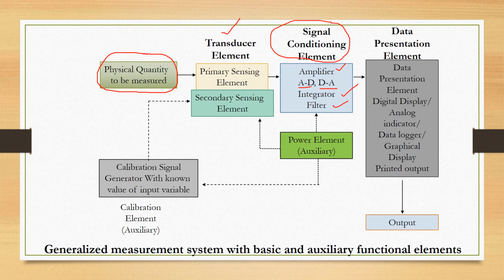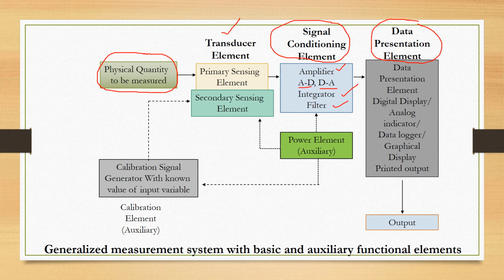So how our signal is coming, whether it needs amplification, whether it needs attenuation, whether we need to convert analog to digital or digital to analog. If there is some noise, then we need some filters to filter out that noise. So all these come under the category of signal conditioning elements. Then the last basic functional element is the data presentation element.